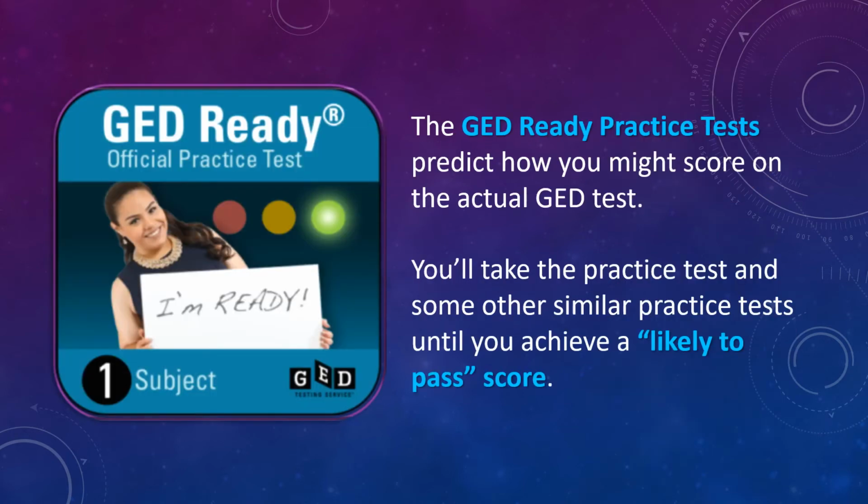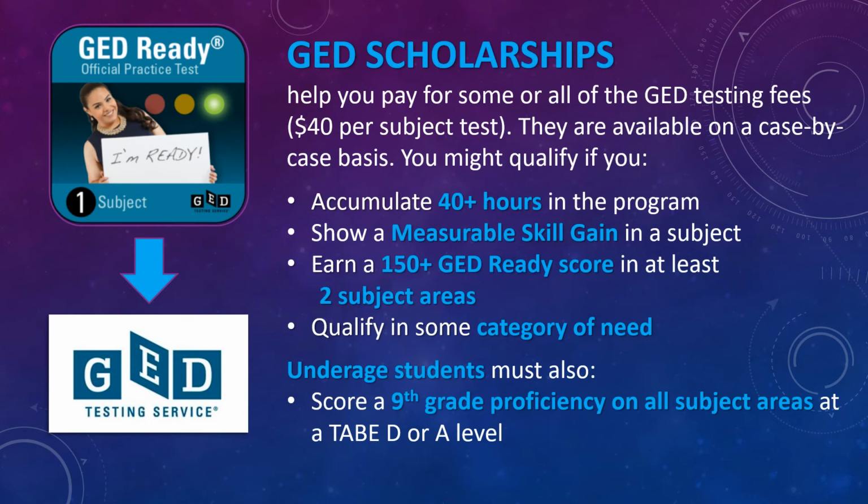You will take the practice test or something similar like it until you are getting something called a likely to pass score, and that typically is a 150 or better on the GED practice test. Once you're doing well in a couple of the GED Ready practice tests, you may qualify for a GED scholarship. The GED test costs $40 per subject, and so you may need some help paying for that.